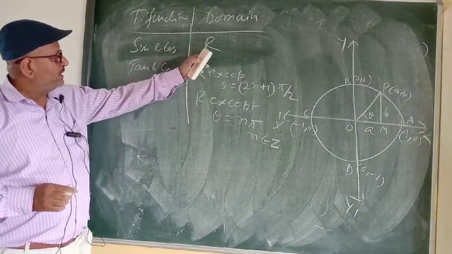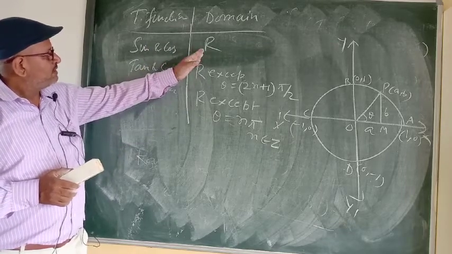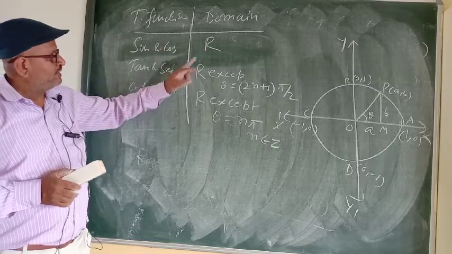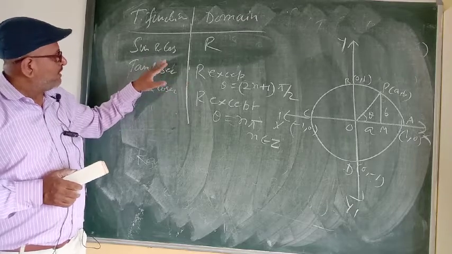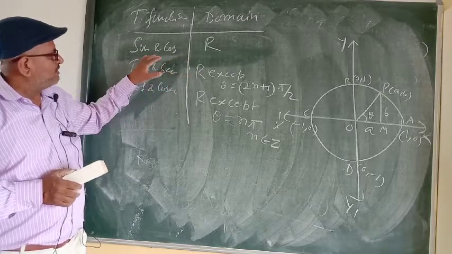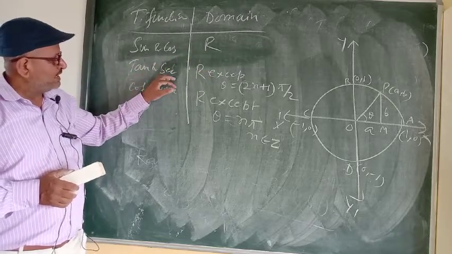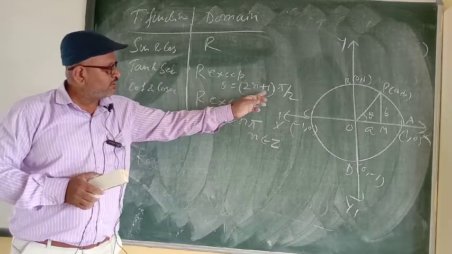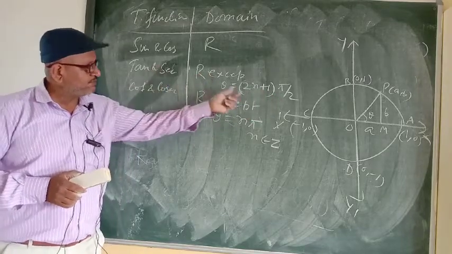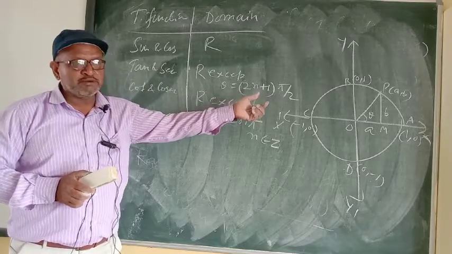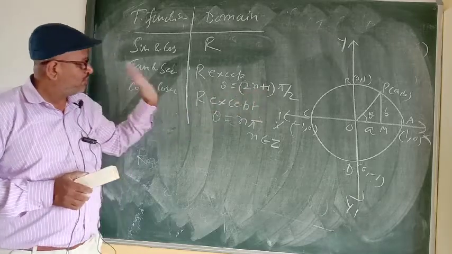So these are the domain of sin and cos, real numbers. Domain means for those angles trigonometric functions are defined. So for all the real numbers, sin and cos are defined. Defined means we will get some finite value of sin and cos for any real value of theta. Tan and sec is not defined for theta equal to (2n plus 1) pi by 2. For all the real numbers it is defined except these angles, odd multiples of pi by 2. Means pi by 2, 3 pi by 2, 5 pi by 2, 7 pi by 2, it is not defined.